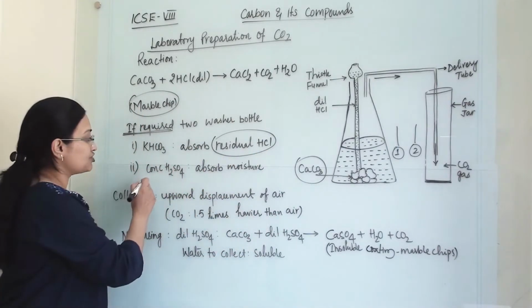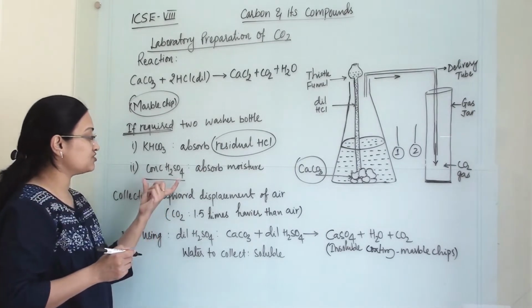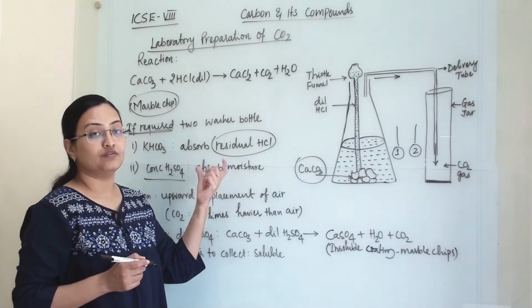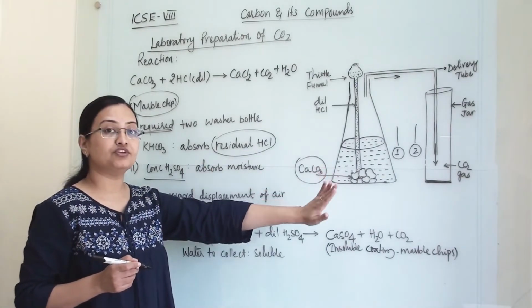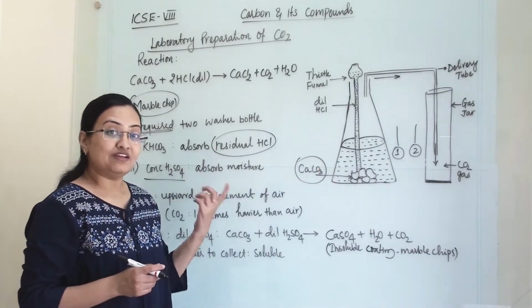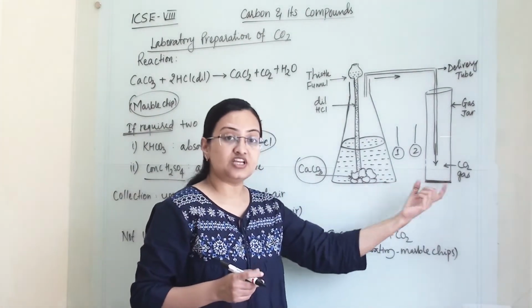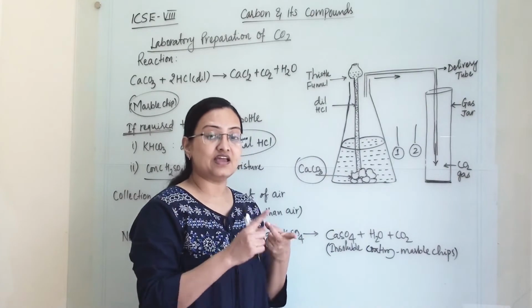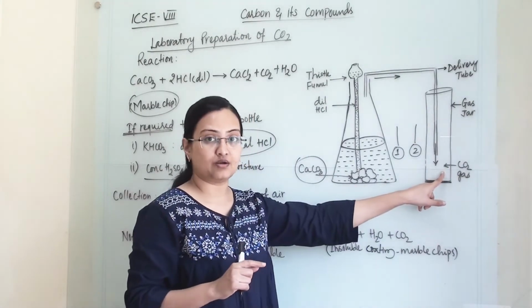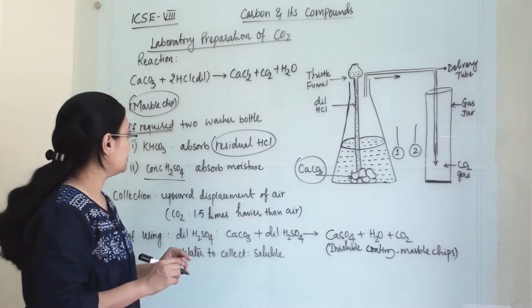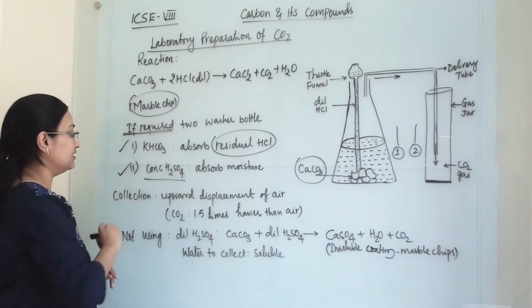Then the second washer bottle we can arrange of concentrated H2SO4, which will absorb moisture. So our carbon dioxide gas will be free from moisture. We arrange these when we are getting the impurities of hydrochloric acid and moisture along with our carbon dioxide gas, otherwise it is not needed. So this too we can arrange if required.